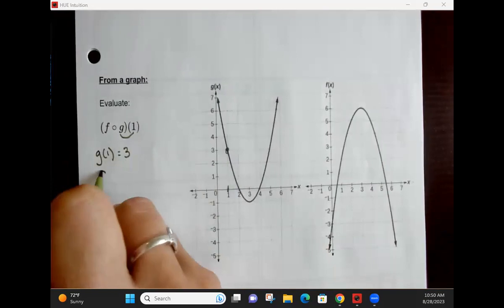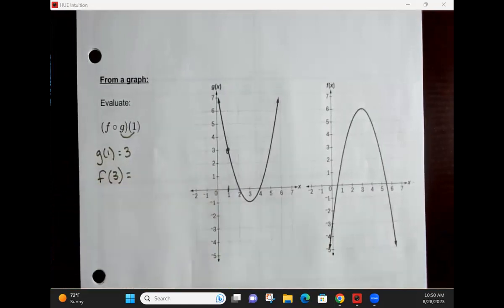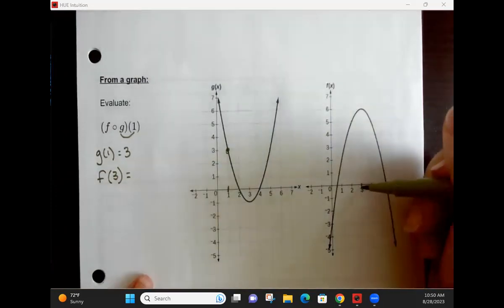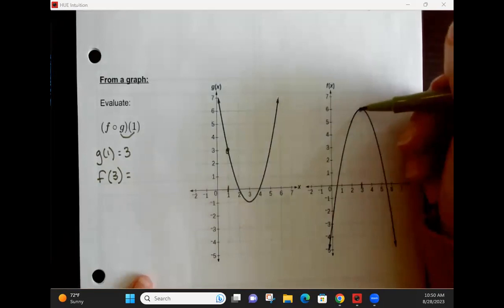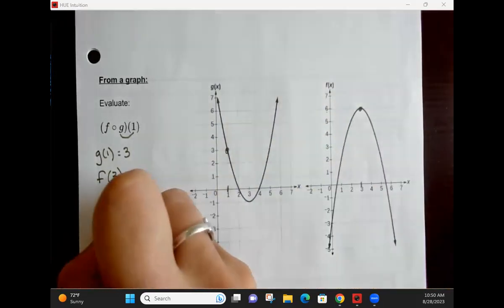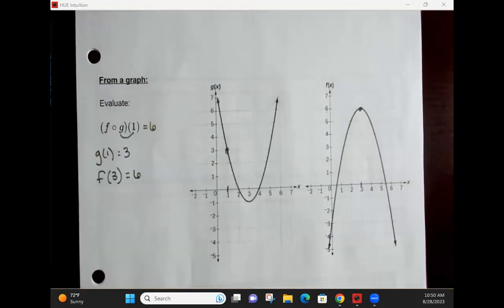And now I use this as my input for f. So we'll find f of 3. We have to go over to our f of x graph now. Our input is 3. Follow that to the graph. And our output, our y value, is 6. So f of g of 1 is 6. That is a very quick summary overview recap of what we looked at last time with compositions of functions.